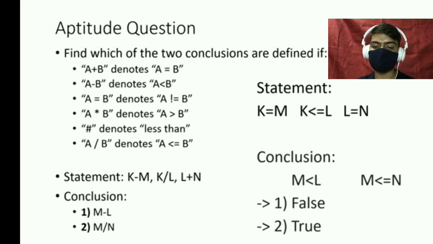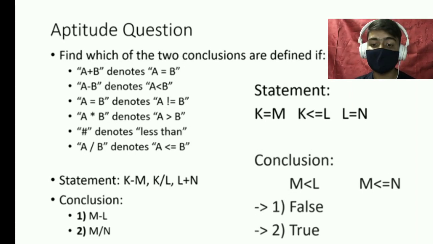So the first conclusion given is M is less than L. We have to tell whether it is correct or false. As you can see, M is equal to K, and K is less than or equal to L, not less than L. So the answer for the first one is false. So I hope you get it. Then the next one is M is less than or equal to N. Since K is less than or equal to L, M is also less than or equal to L, and L is equal to N. That's why it is true.